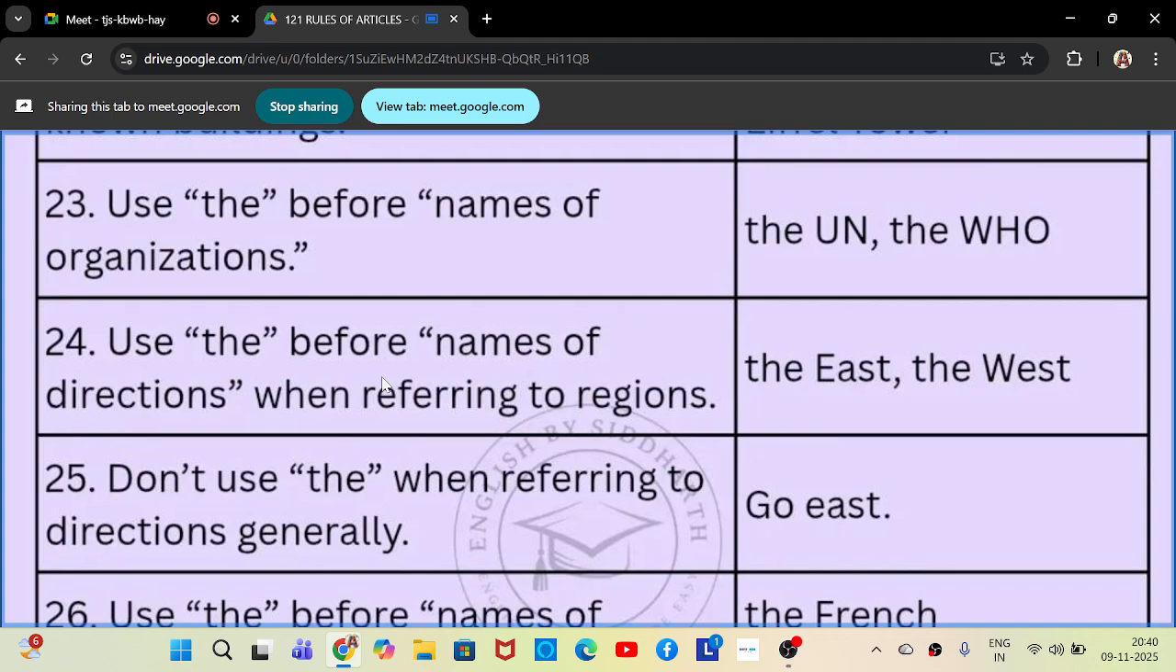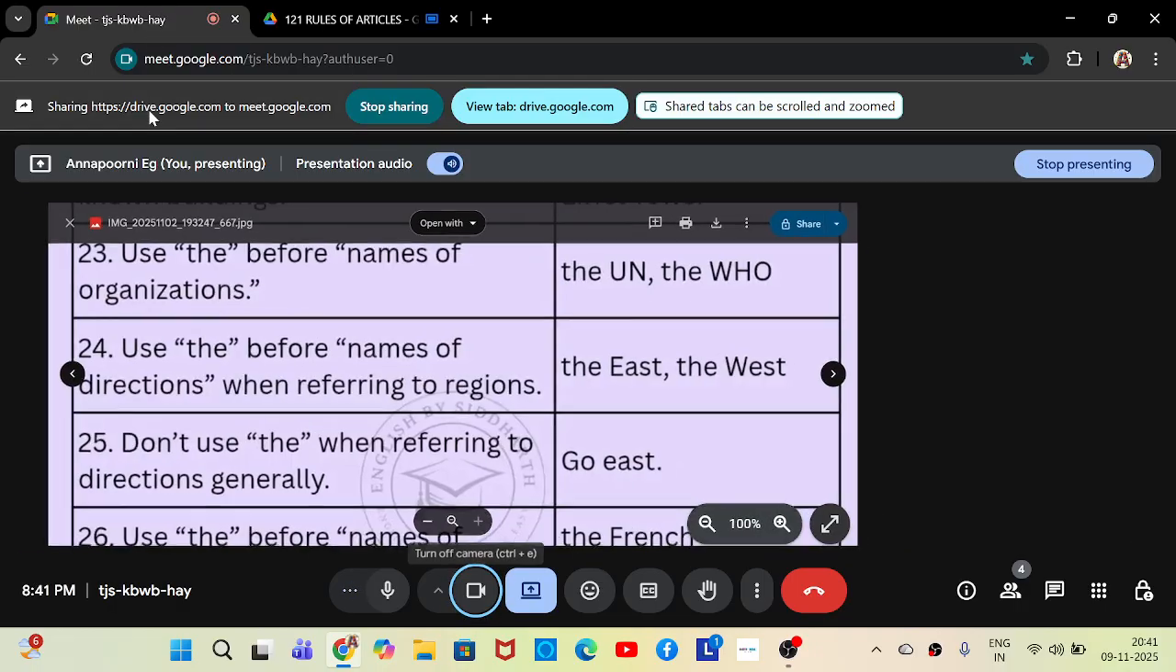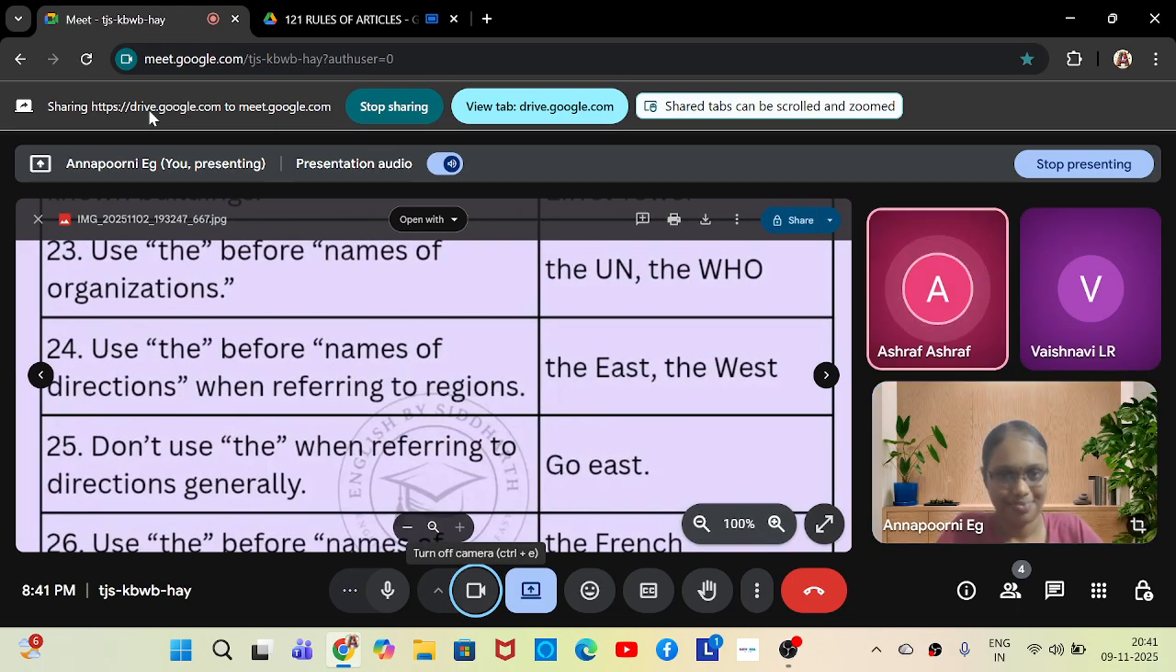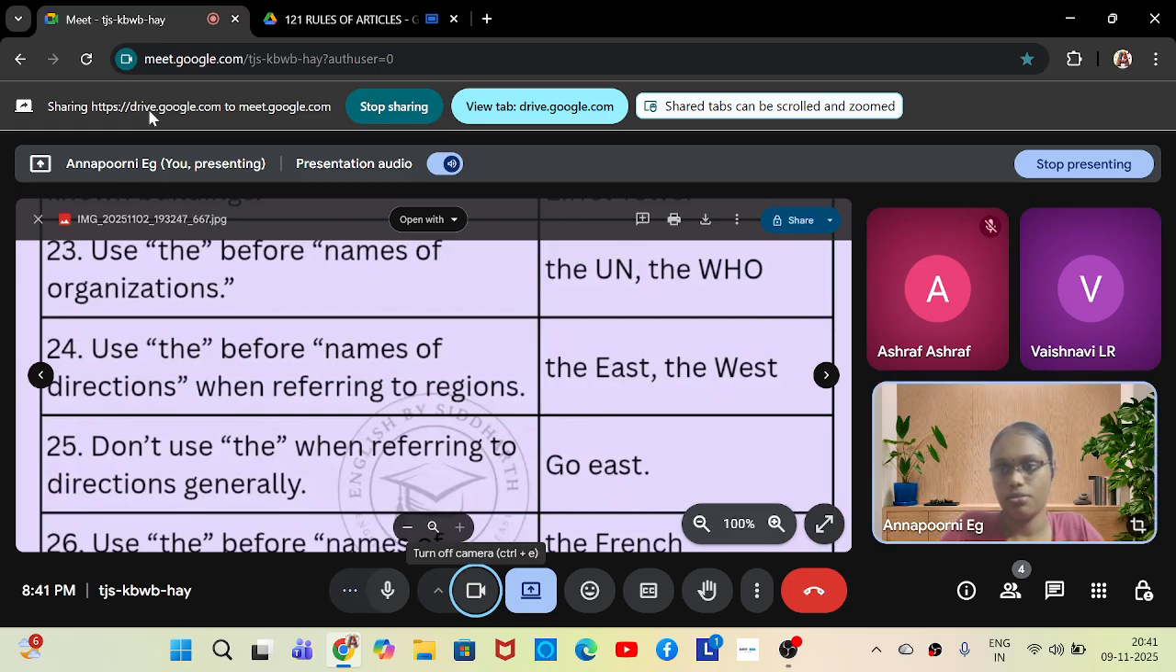For example, the UN, the WHO. UN stands for what? United Nations. United Nations. Very good. And WHO. Very good, Shabna. World Health Organization. Very good. So all the health related information for the entire world is given from who?